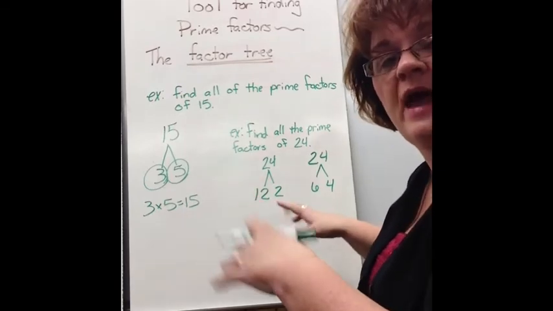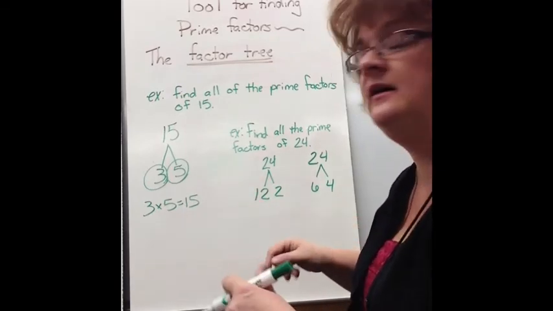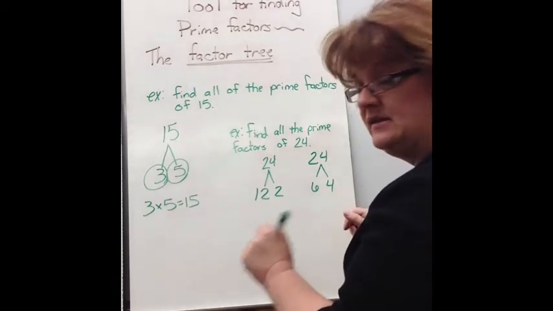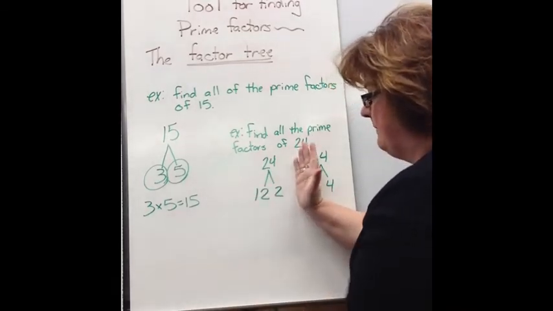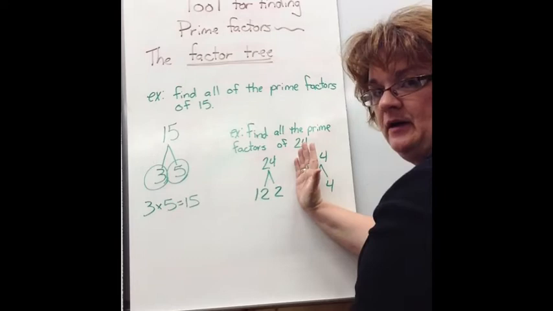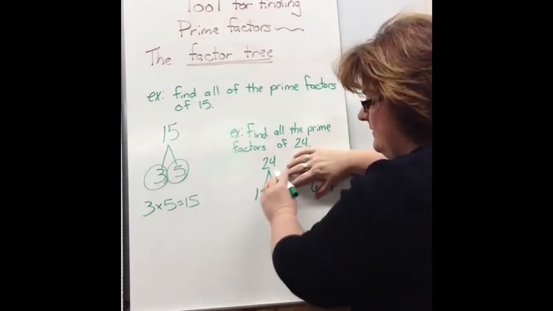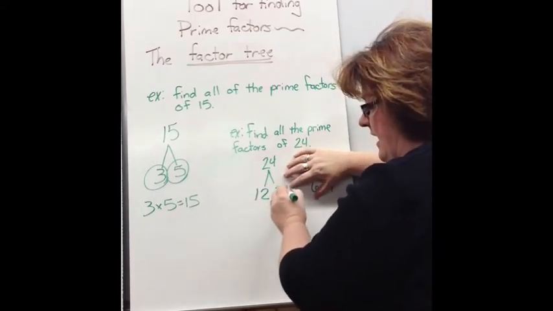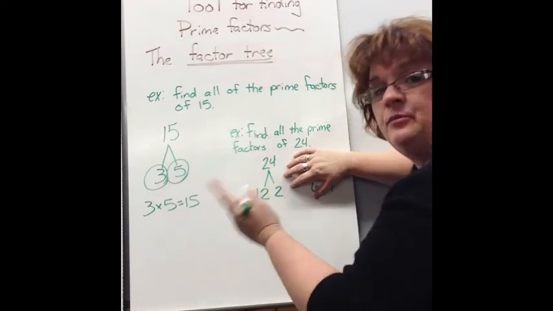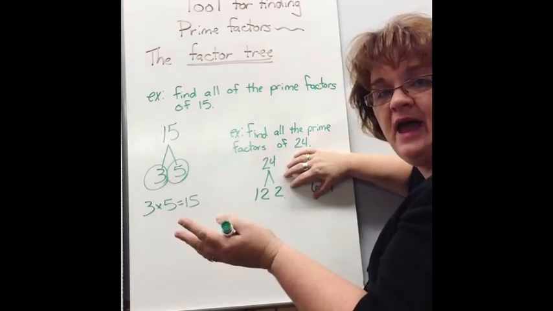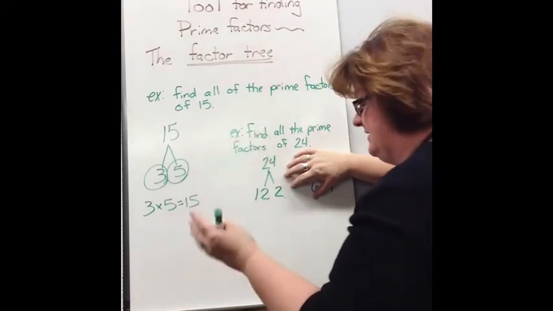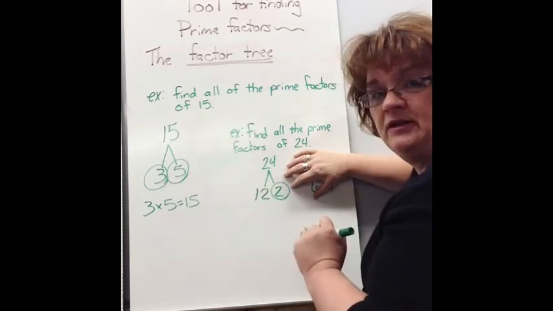So let's find out what happens when we get to the end of our factor tree and see if our answers are the same. So we're going to start by just looking at this one right here. Okay, so 24 breaks into 12 and 2. I know that 2 is a prime number. There's no other way to break it in half except for the number 2 and itself. So that's prime. I'm going to circle it.